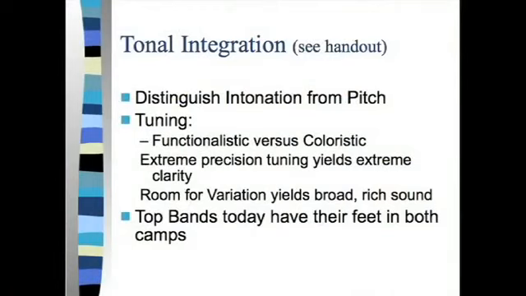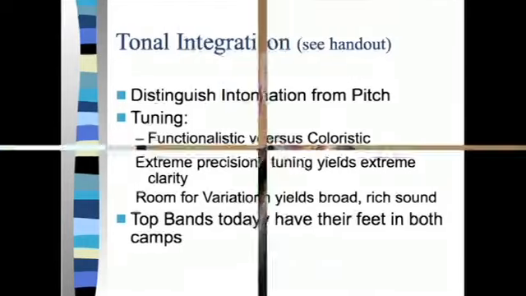In terms of tuning, okay, there's functionalistic versus coloristic. And so let's look at these ideas. The functionalistic tends to be something when you have extreme precision and clarity on the tuning. There are bands that pay close attention to having the exact number, as it were, okay? And these offer a very incredibly closely tuned sound, very clear. There's a different philosophy, a coloristic way, which is less precise, but a little bit broader range of pitch, which offers sort of a richer kind of sound.